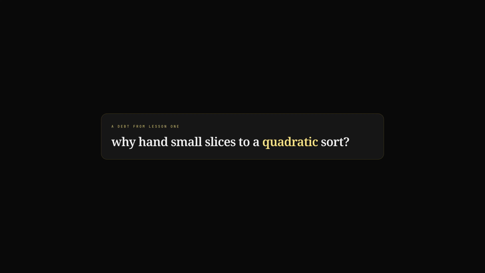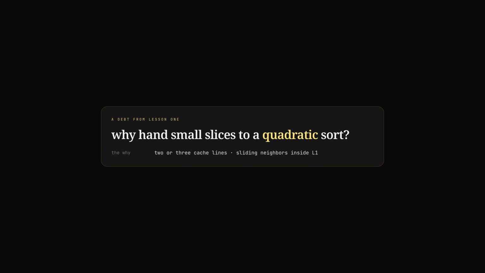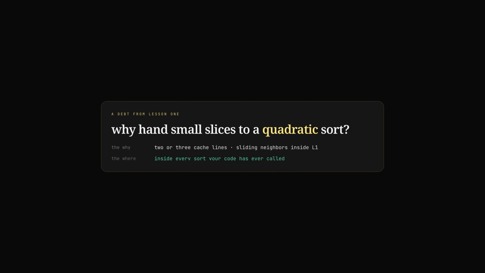That last one is a debt this course took out in Lesson 1. The oddity. Why do real libraries hand small slices to a quadratic sort? Lesson 2 paid the why. 2 or 3 cache lines, sliding neighbors inside L1. Here's the where. Inside every sort your code has ever called.